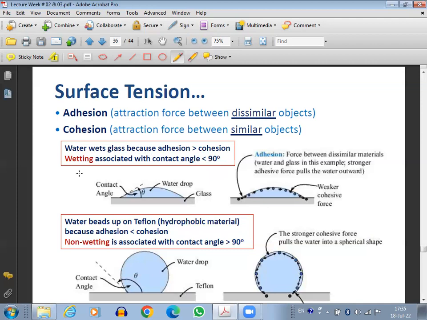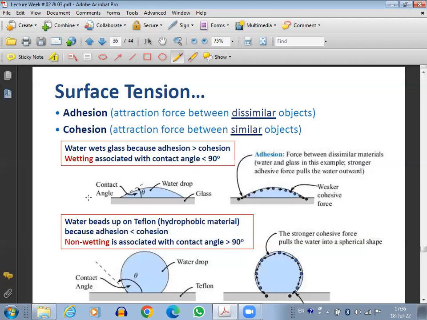Okay. Now here comes another concept, which is the contact angle. Whenever a liquid comes in contact with a surface, there is a specific contact angle which is generated between the liquid and the surface. Now the important thing is, how do we see if the fluid has higher adhesion or less adhesion, higher cohesion or less cohesion? We see this through the contact angle.